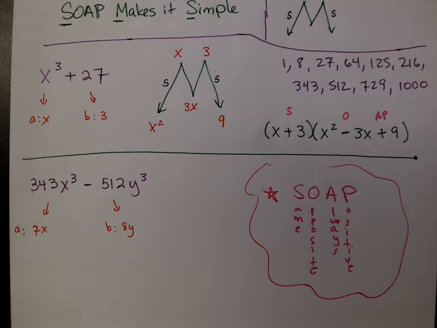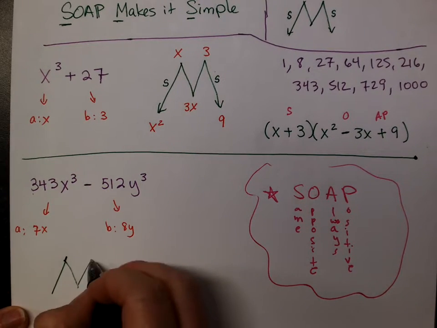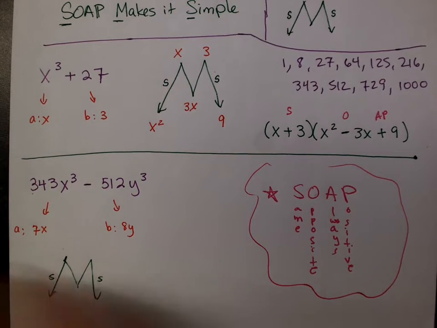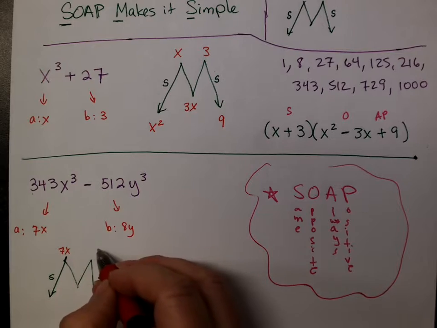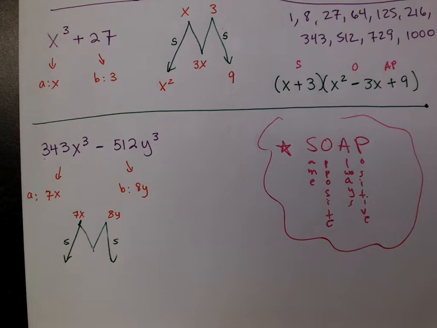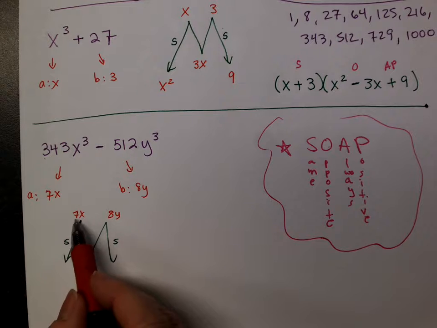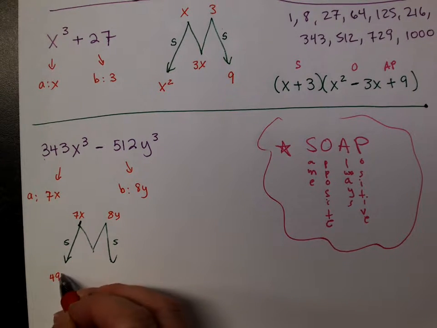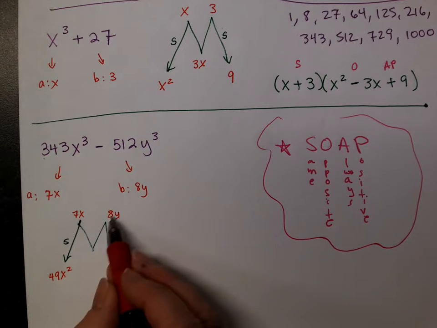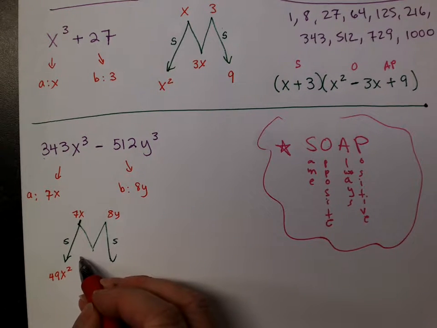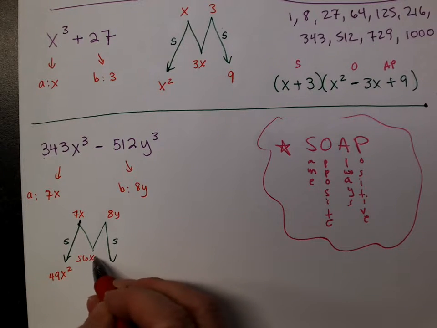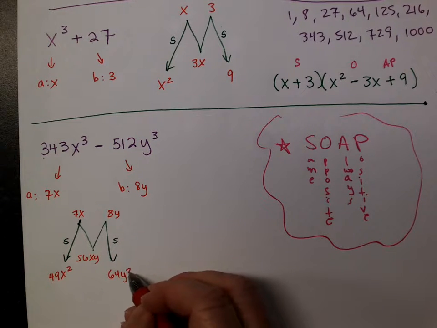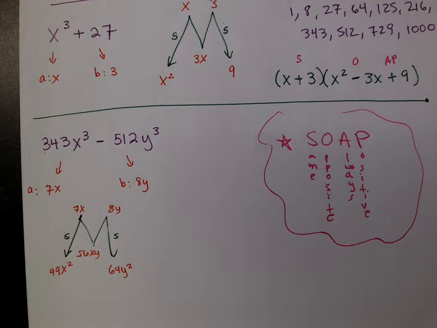All right, SMS. I already have my binomial, because it's my A and my B, 7x and 8y. Square that 7x, what do you get? 49x squared. Multiply: 56xy. Good. And square 64y squared. There's your trinomial.